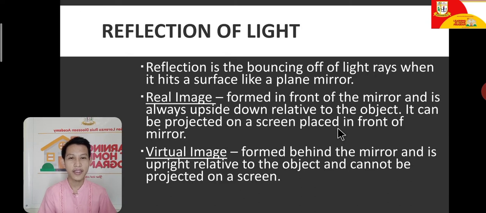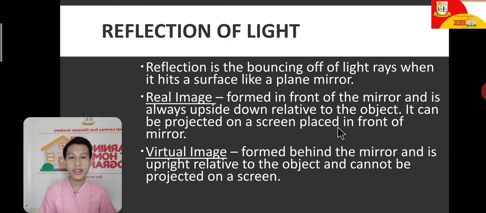Now let us first define what is reflection of light, since this is our main focus of this unit. Reflection is the bouncing off of light rays when it hits a surface like a mirror. Okay, so when light rays bounce off a surface just like a mirror, it is called reflection, or the bouncing off of light rays. We have 2 main images that are formed when it comes to reflection of light. There is what we call the real image and the virtual image.